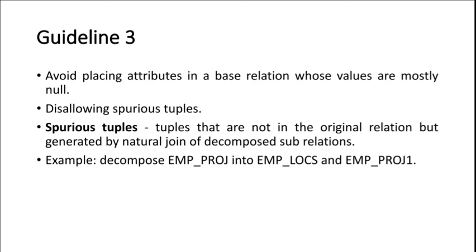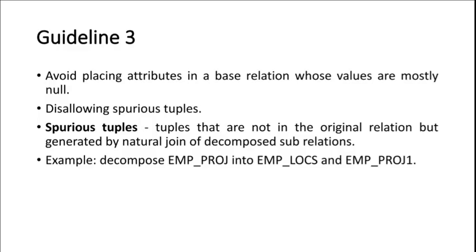What are spurious tuples? Tuples that are not in the original relation but are generated by natural join of decomposed subrelations. Very simple. That means these tuples are not in the original relation. When you join two tables, these extra tuples will be generated. These extra tuples are nothing but spurious tuples. I will take an example. Definitely you can easily understand this.